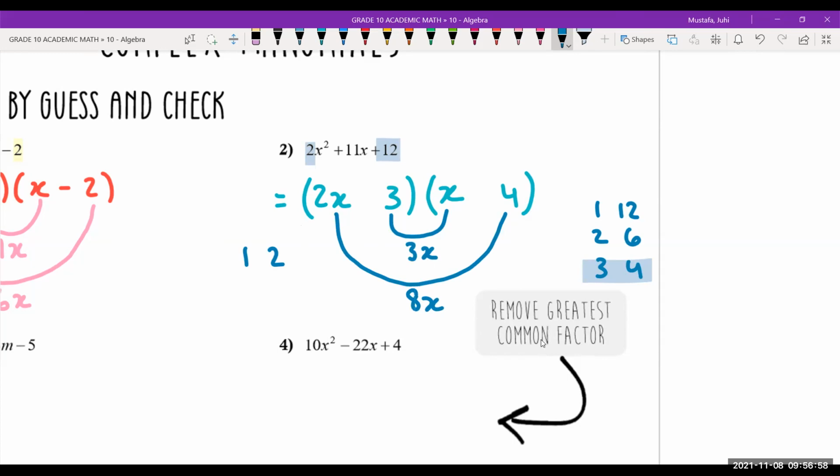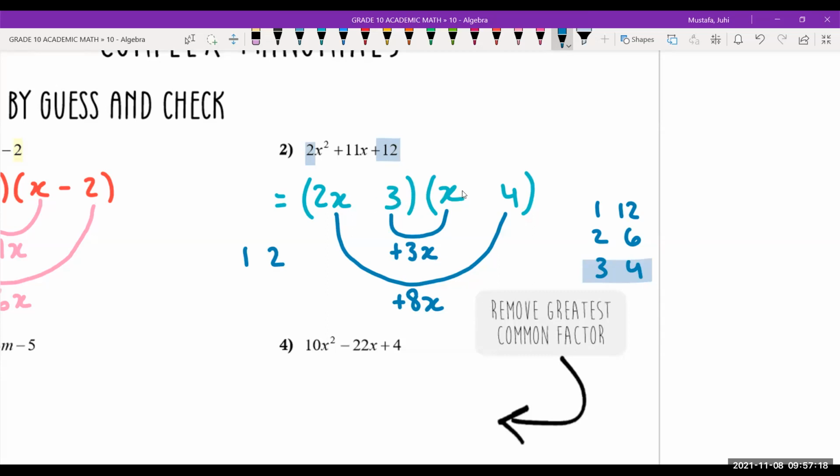And then I'm going to ask myself, can I add or subtract 3x and 8x to get this middle number? Positive 3x plus 8x is going to give me an 11x. So it seems like things are working, but we'll never know until the very end.